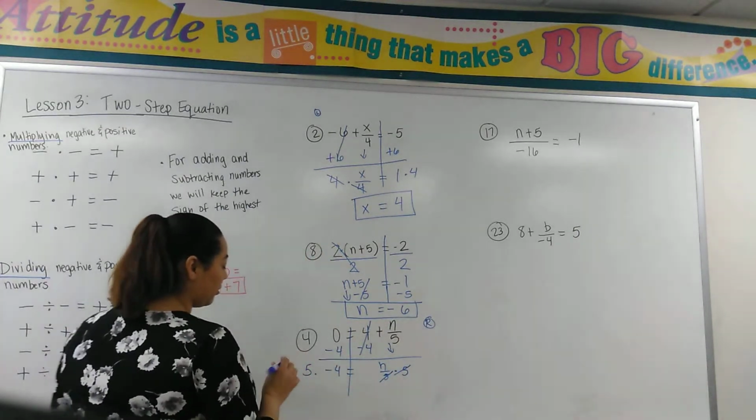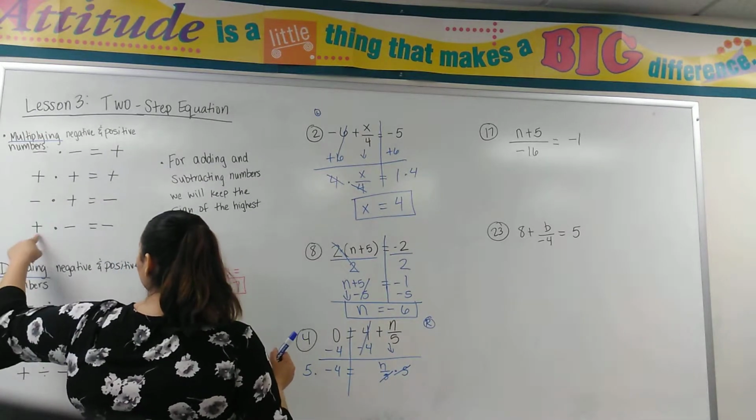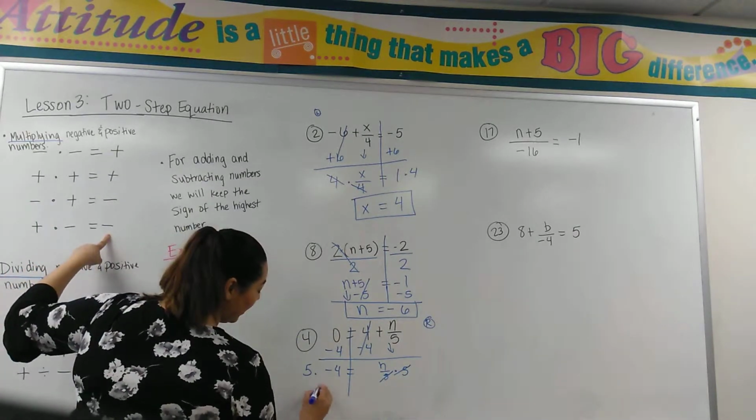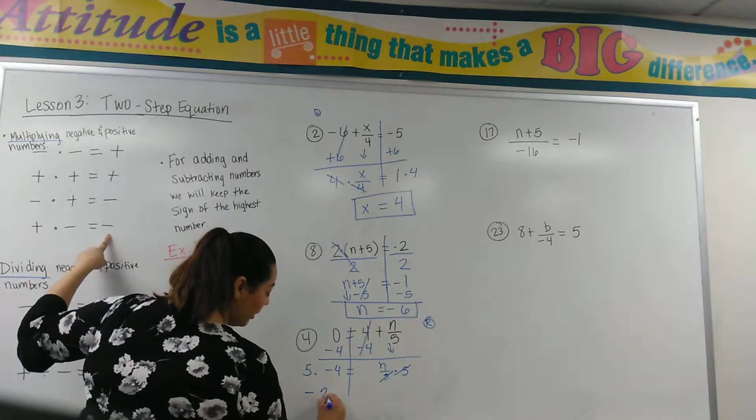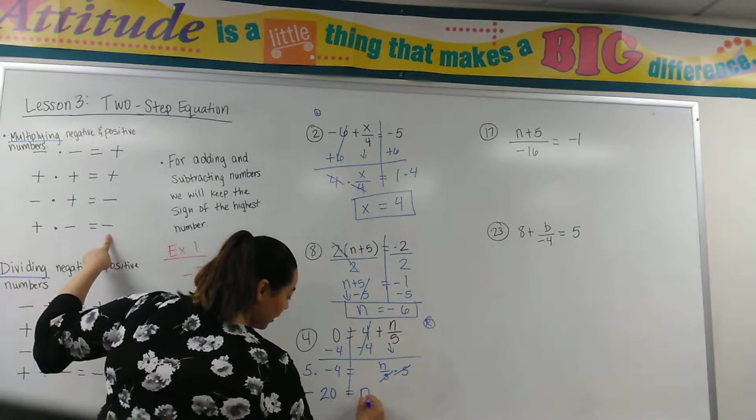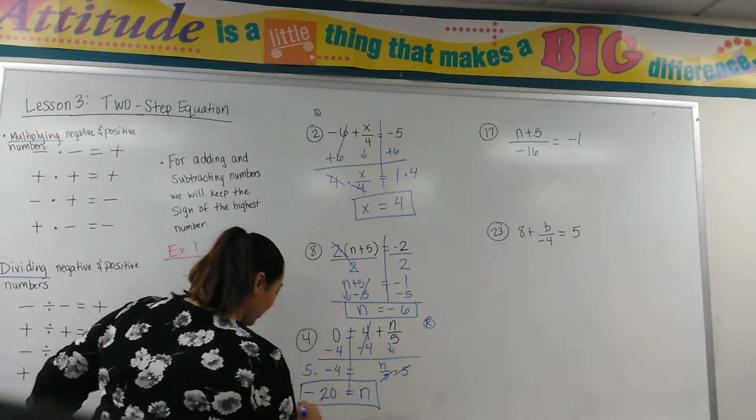These are going to cancel. Remember that a positive times a negative will be a negative. 5 times 4 will be 20. Therefore, negative 20 is equal to n.